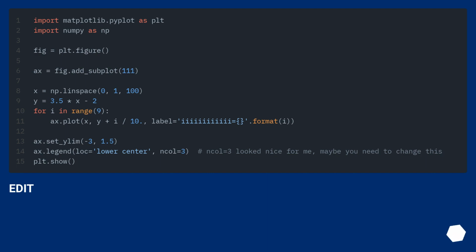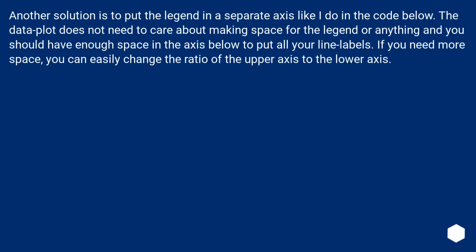Edit. Another solution is to put the legend in a separate axis like I do in the code below. The data plot does not need to care about making space for the legend or anything, and you should have enough space in the axis below to put all your line labels. If you need more space, you can easily change the ratio of the upper axis to the lower axis.